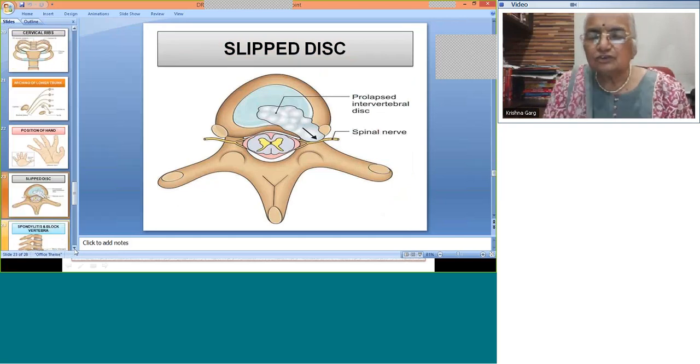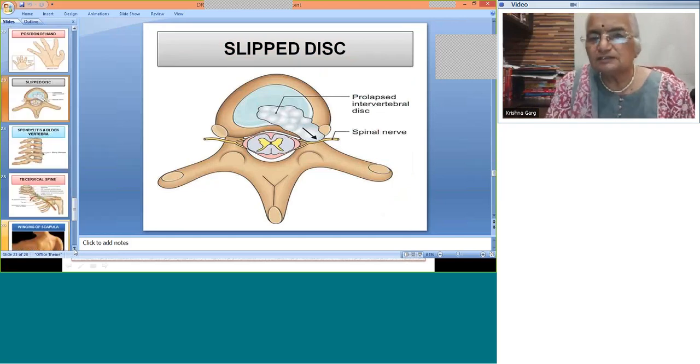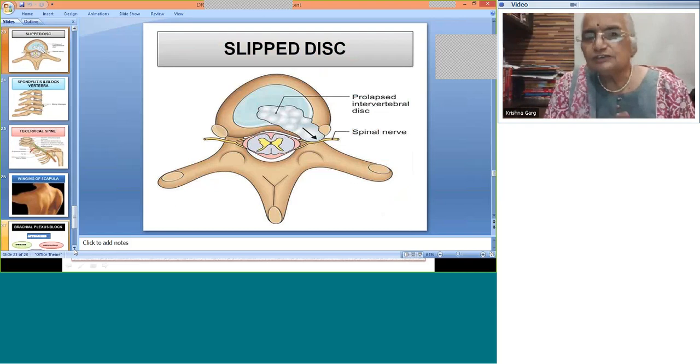Now the other variations or other abnormalities are the slipped disc. There is an intervertebral disc, which is a fibrocartilage which lies between the bodies of the vertebra. This intervertebral disc comprises a central notochord part, or nucleus pulposus. This nucleus pulposus is a remnant of the notochord, and the outer part is the fibrocartilage.